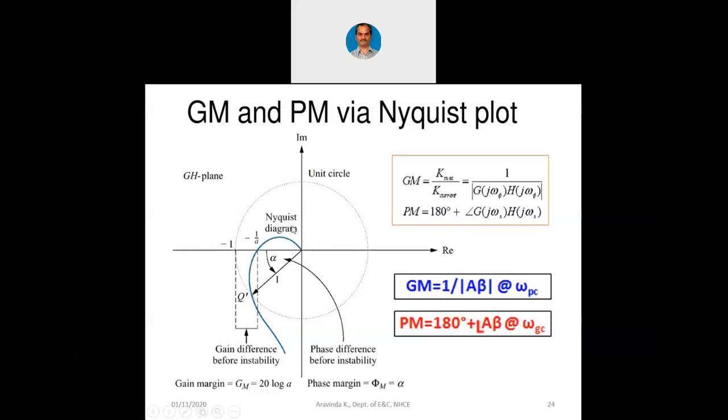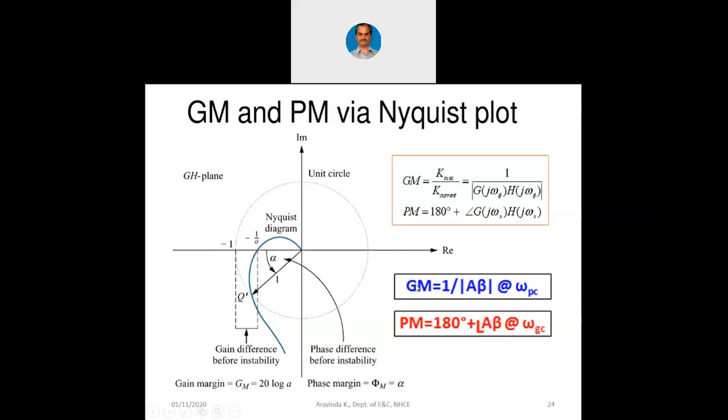Similarly, you can see the phase margin here. There is an angle alpha corresponding to this -1 unit circle. When this alpha is the angle, the phase difference that is before instability, that is phase margin, that is given directly by alpha. So that way, we can actually measure the gain margin and phase margin for a given amplifier.